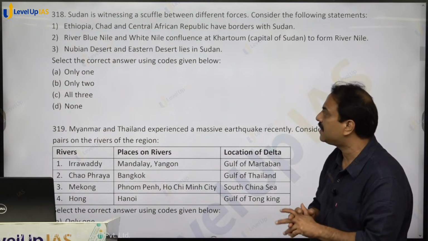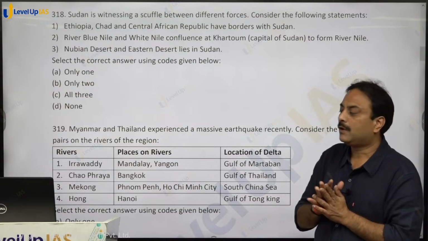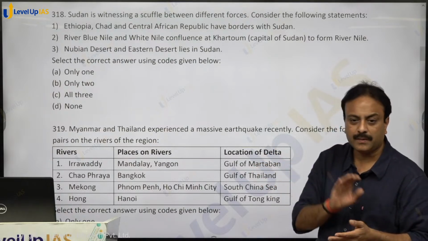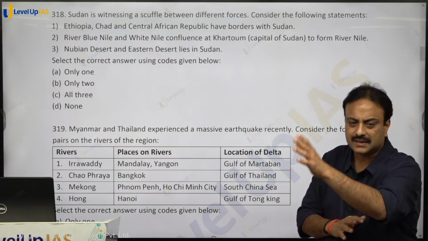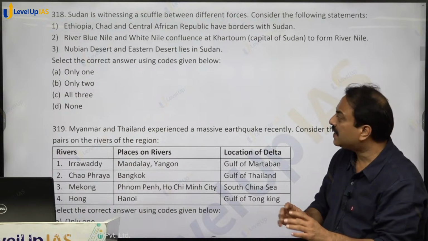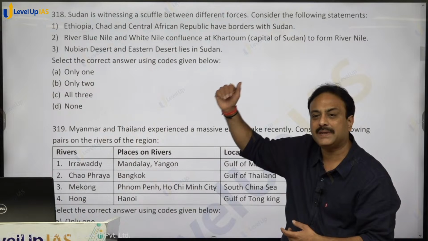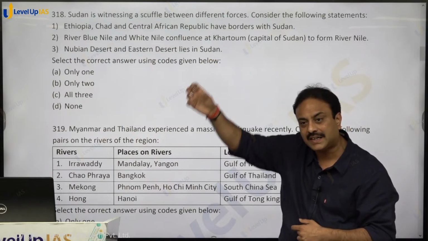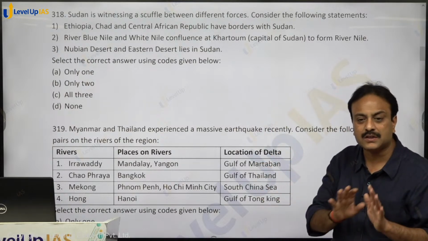Nubian Desert and Eastern Desert lies in Sudan. Now this is slightly a deeper question. The eastern flank of Sahara Desert is having these small deserts. Eastern Desert, Nubian Desert. Nubian Desert is completely in Sudan only. Eastern Desert is basically in Egypt, but it stretches into Sudan also. So both these deserts are present in Sudan.